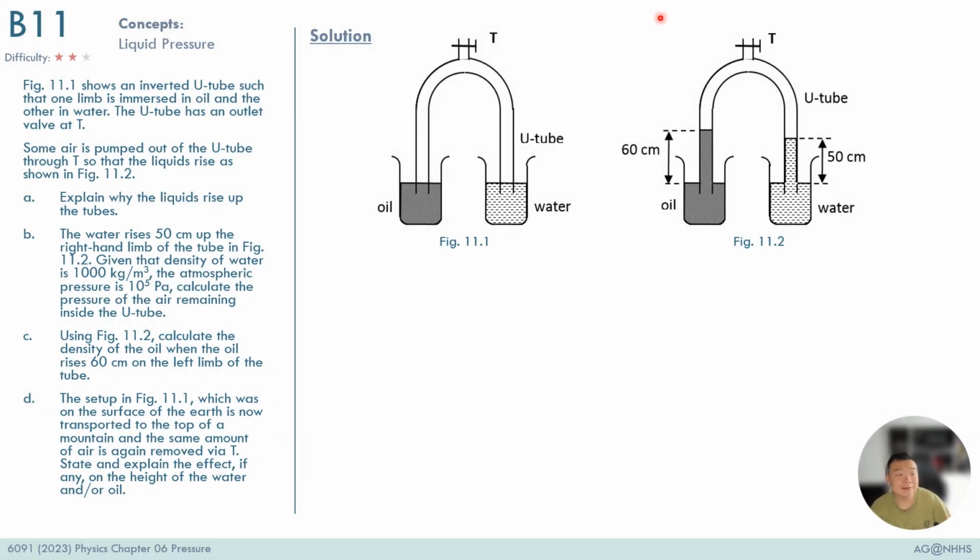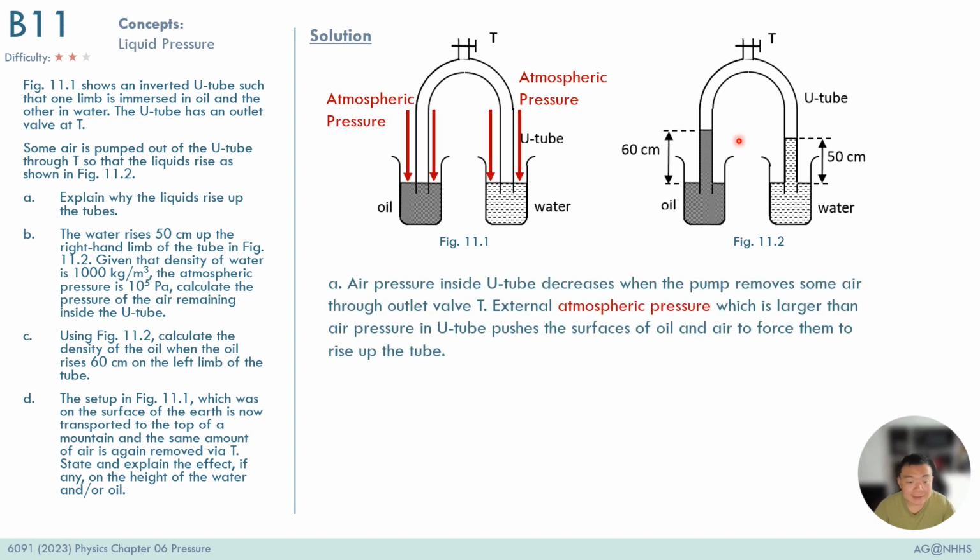This is a question on atmospheric pressure and also liquid pressure. We are told that in this setup, some of the air is pumped out from T, and when we do so, the liquids, which is oil and water, will rise up the U-tube as seen in figure 11.2. And in part A, we are to explain why this is the case.